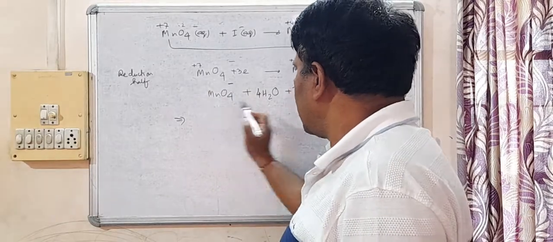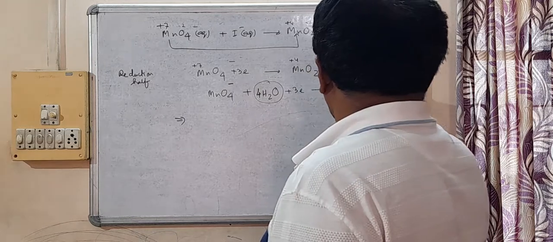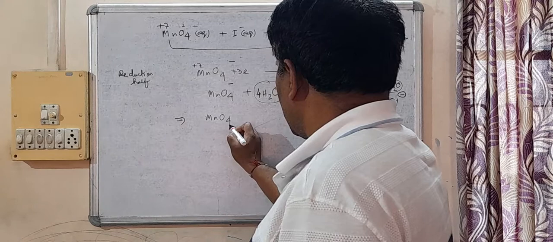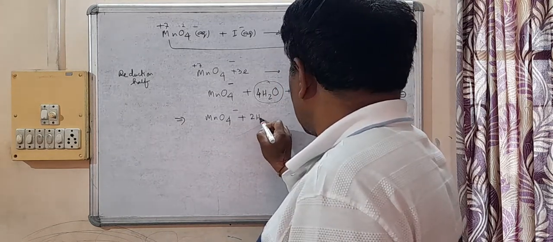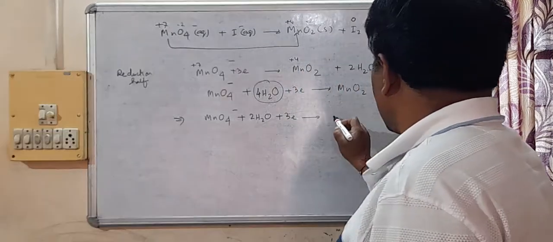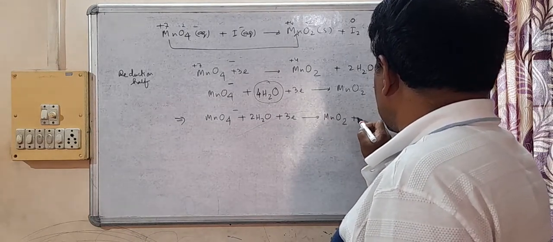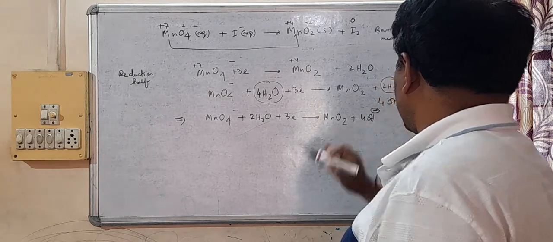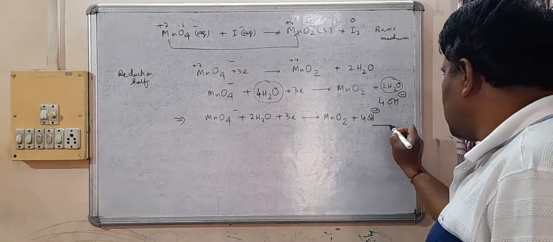Now let us rewrite the complete reduction half on simplifying, because water is here also. So it will be MnO4 minus plus 2 water plus 3 electron arrow MnO2 plus 4 OH minus. So this is the complete reduction half. Let us write this equation as 1.